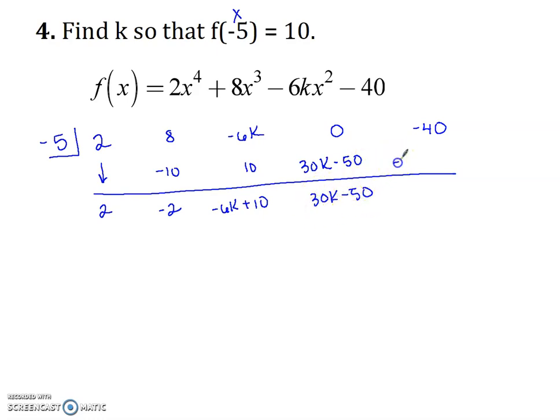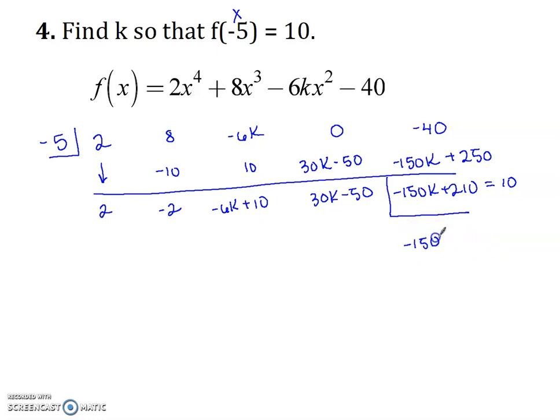Then again, distribute the negative 5 to that. That'll be negative 150k plus 250. Add it with the negative 40. So that'll be plus 210. So remember, our remainder, that's always equal to whatever we would have gotten when we plug in a negative 5 for all the x's. So now I can just take my remainder and set it equal to 10 and solve.